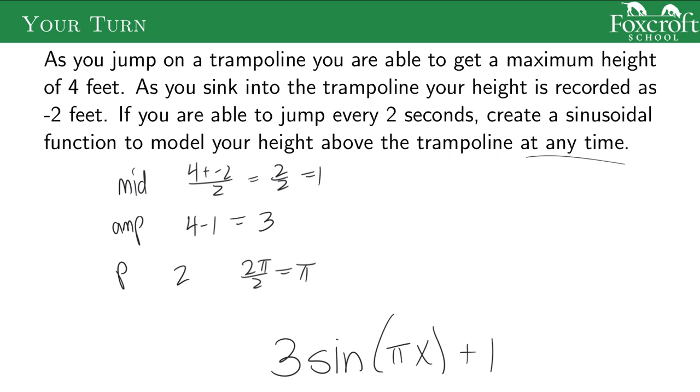All right, so you can get something like this: 3 sine of pi x plus 1. Again, since it's not telling you you're starting at the lowest point or the highest point or anything like that, you can pick sine or cosine. But the amplitude ends up being 3. The period's 2 because you're repeating every 2 seconds. So 2 pi over 2 gives you pi as your B value. And in your midline, the average of 4 and -2 is 1.